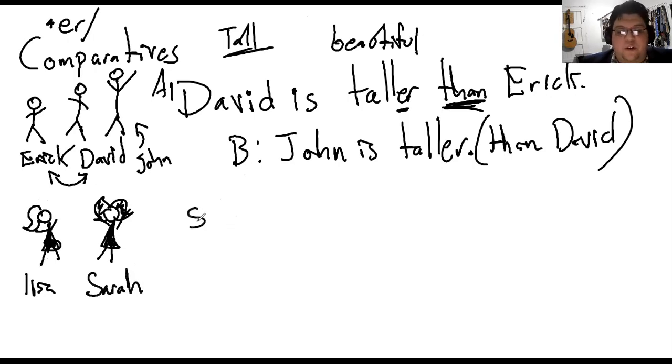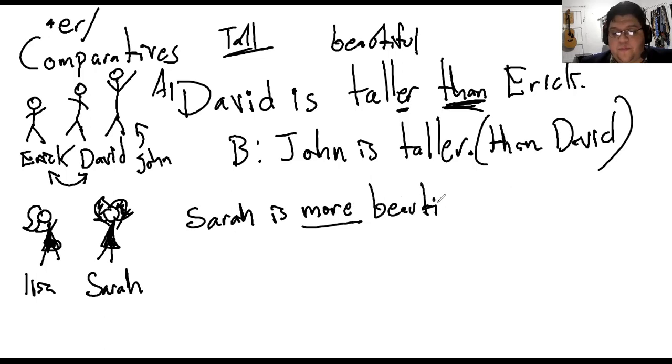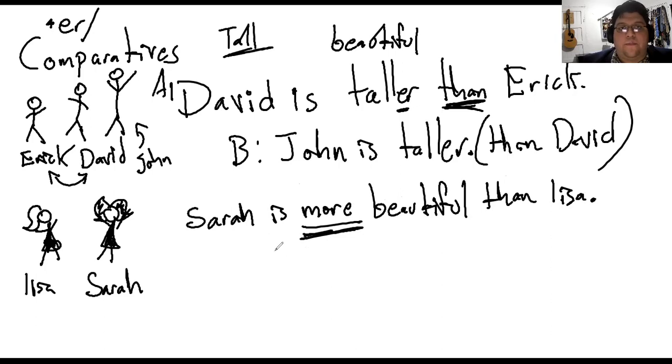So we could put something like, for example, Sarah is more beautiful than Lisa. Okay? And do you see what we did here? We added "more." And that's how we compare if the word is long. Because we can't say "beautifuler." Think about it. Does it sound right? If I take this off and I say, oh yeah, Sarah is beautifuler than Lisa.